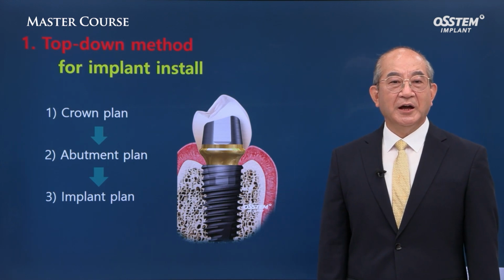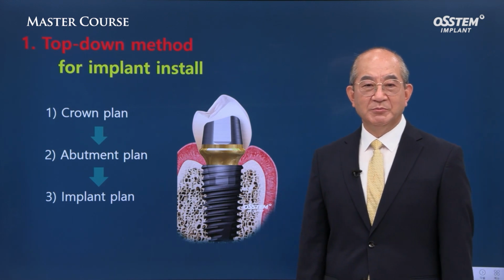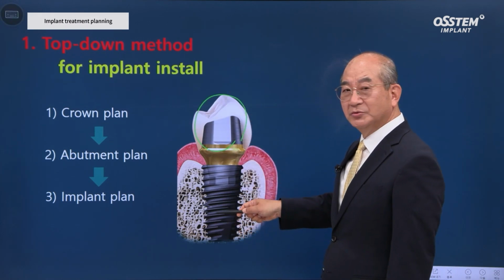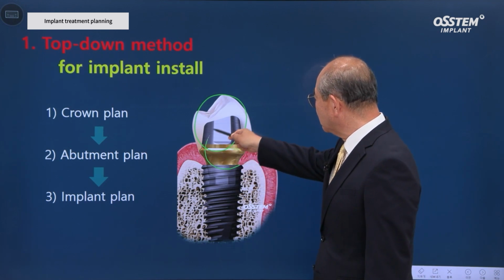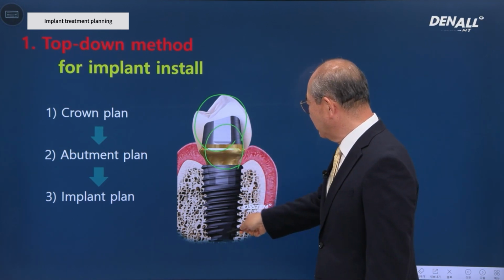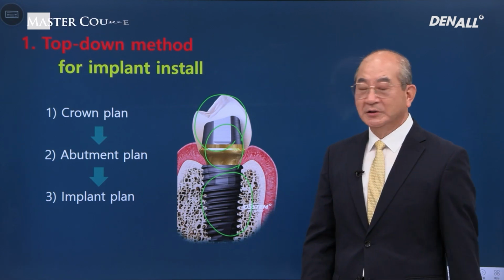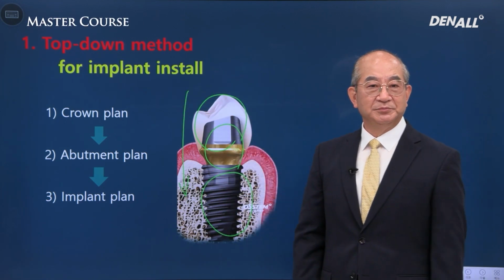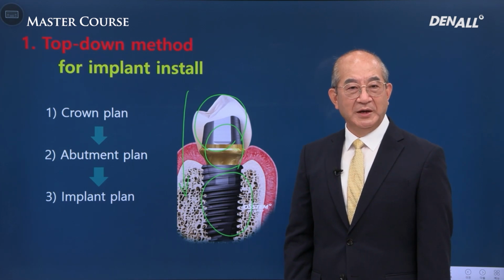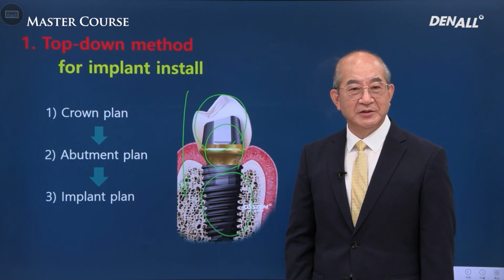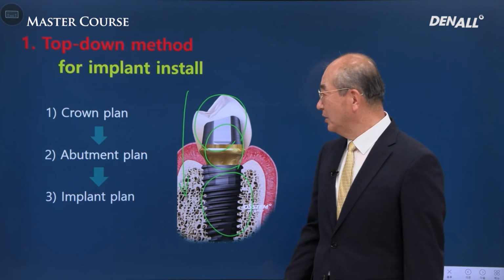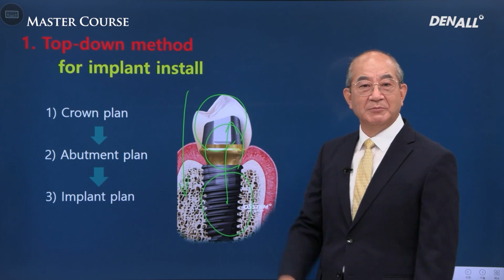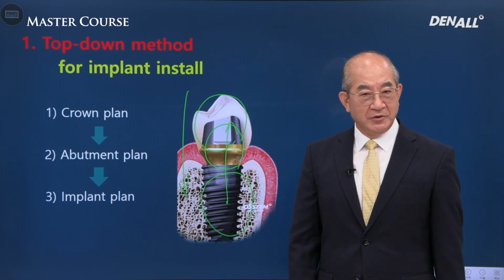This is referred to as the top-down method. First, you determine the crown. Second, the abutment is selected. And third, the implant is chosen. This is literally the top-down method. There's also the opposite concept. It is the bottom-up concept. The implant is placed first and then the prosthesis is determined.